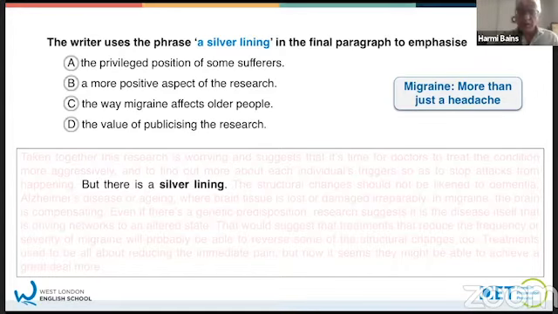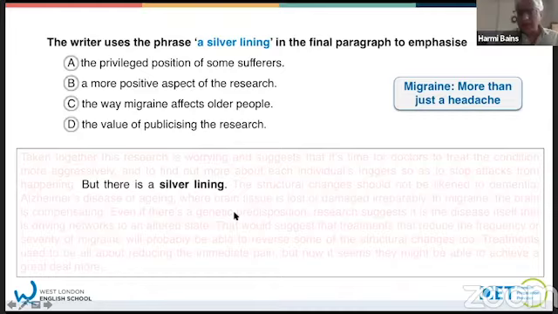So we'll talk a little bit about this idiom afterwards, because even if you don't know what the idiom is, you can, of course, still get the answer. And like I said, you're not being tested on the meaning of the idiom, you're being tested on how it's being used. So we'll talk about this idiom in a little bit. This is all it says, but there is a silver lining. Doesn't really tell us a great deal.